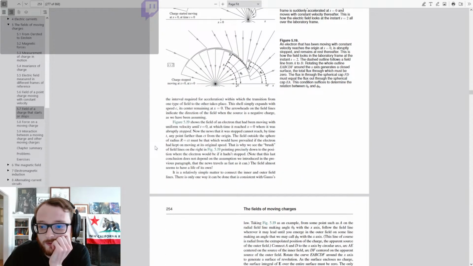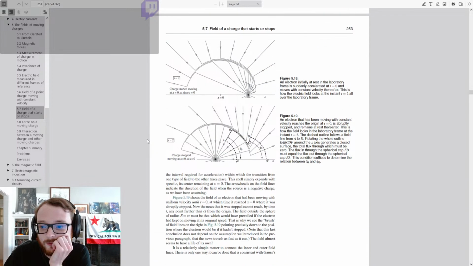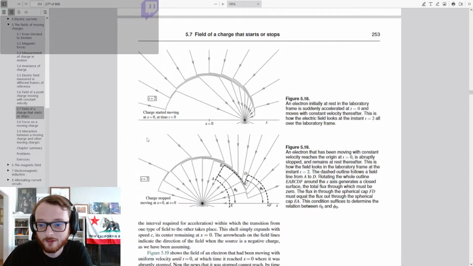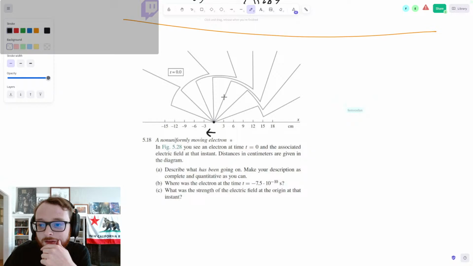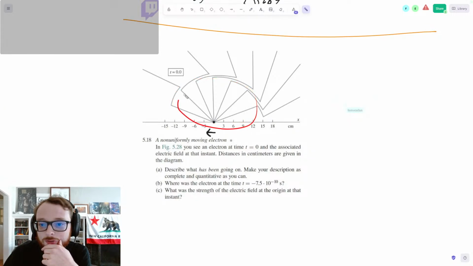Right. It looks more like figure 5.19. Oh, wait. So maybe it was moving to the right and then it stopped? To the left, but yeah. Oh, wait, sorry, no. Okay, yeah, so this inner field looks like a static charge. So it just must have stopped, because the things that are close are like a static charge, whereas the things that are far are like a moving charge.